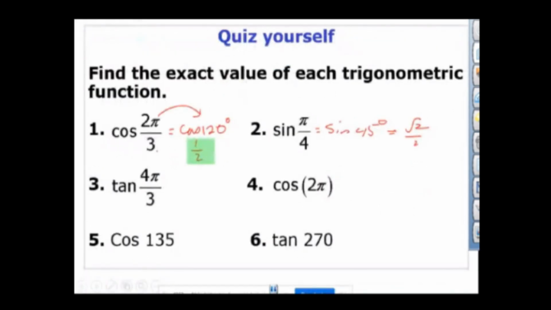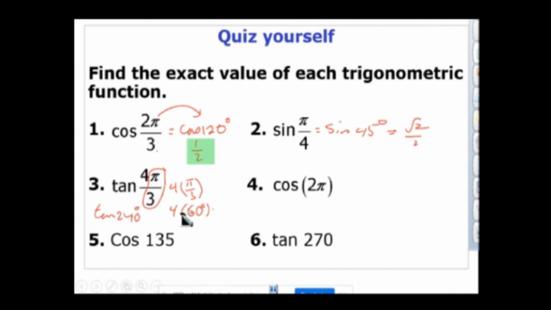How about 4 pi over 3? My thinking is interesting. I could just deal with this piece here, which is pi over 3. It's 4 times the pi over 3. Well, what's 1/3 of the pi? That's 60. 4 times the 60. How much is 4 times 6? 240. Thank you. So basically, they're asking what is tangent 240 degrees.